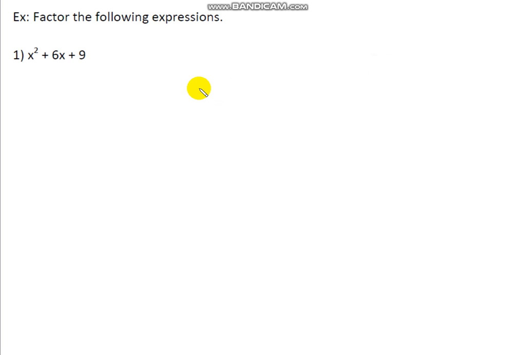Hello. Alright, so this is just more practice on factoring. I'm just going to show you 8 different problems on factoring. So again, factor the following expressions.